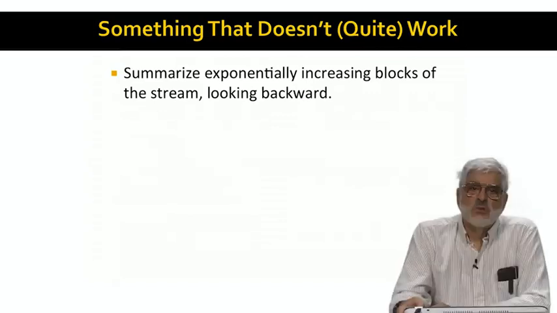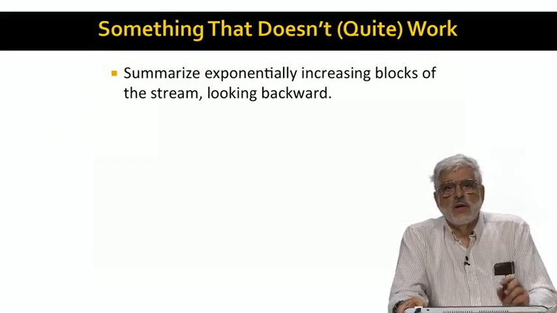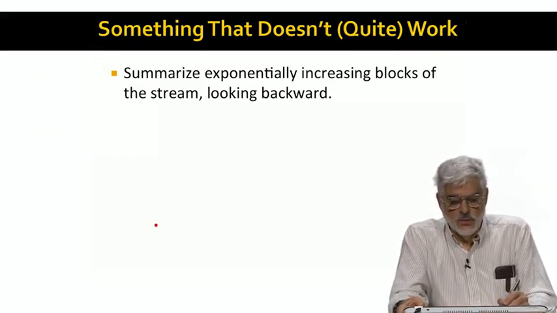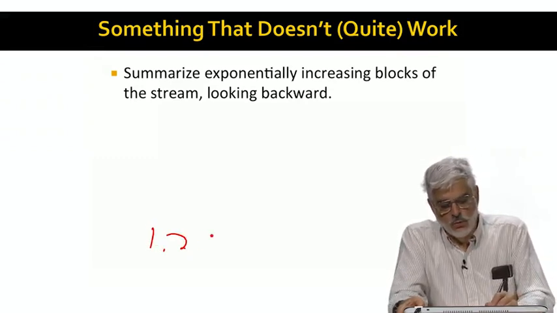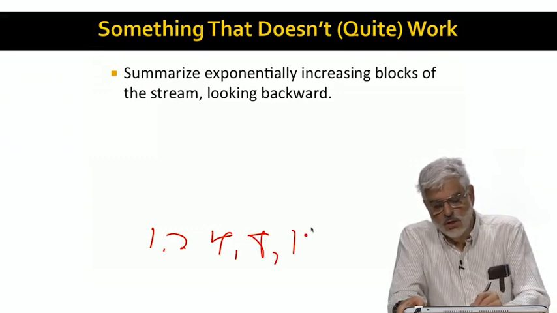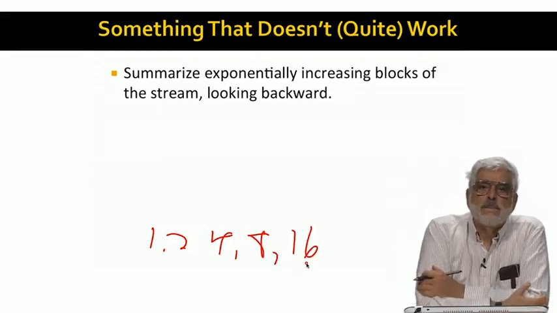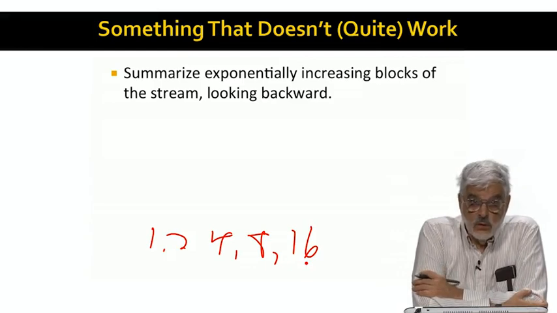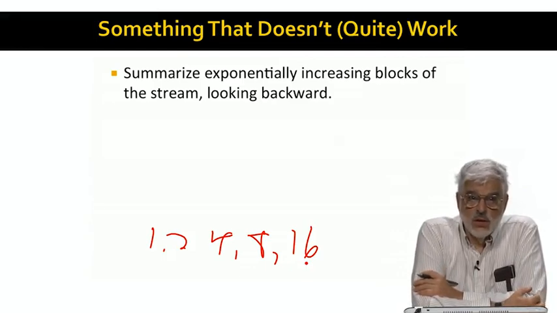We're going to introduce the right algorithm with a discussion of something that seems like it should work but doesn't quite. Our goal is to be off by no more than a factor of 2 in estimating the number of ones in the last k bits. So we will summarize blocks of the stream. Those blocks will have exponentially increasing lengths, that is 1, 2, 4, 8, 16, and so on. And the summary of a block will be simply the count of the number of ones in that block.